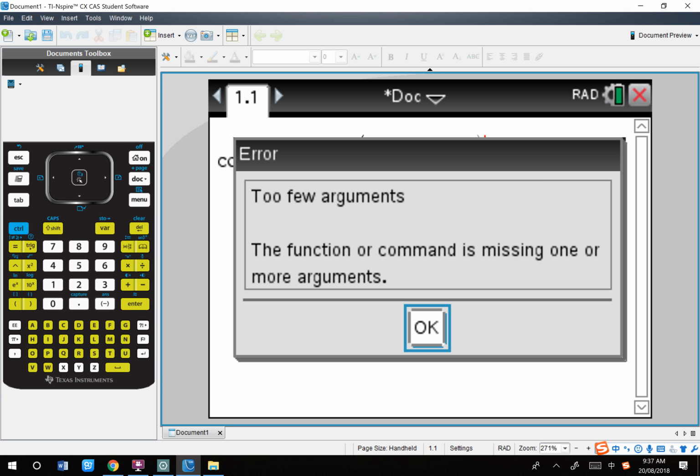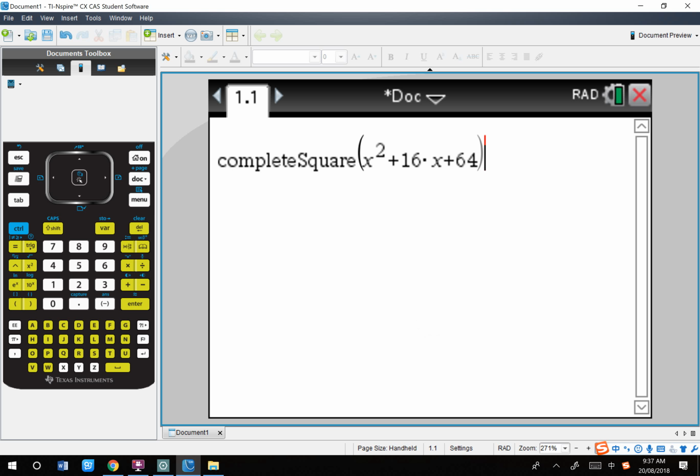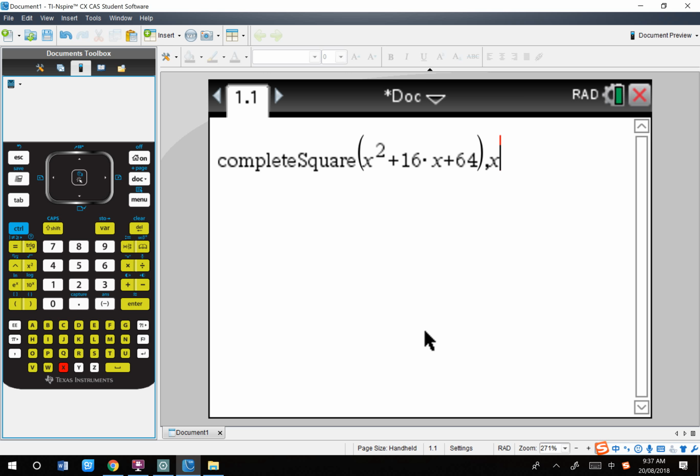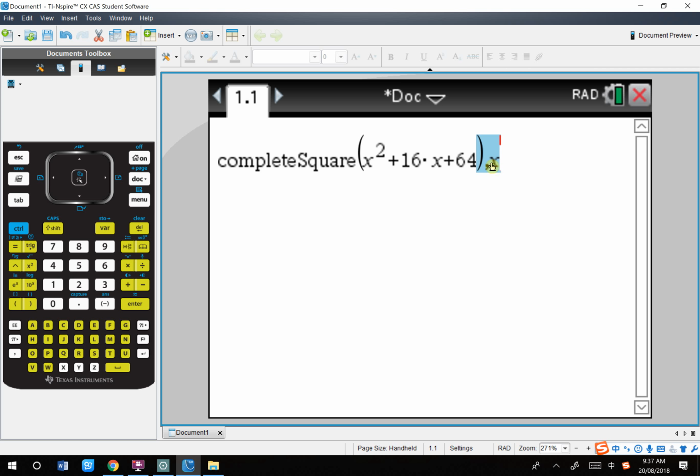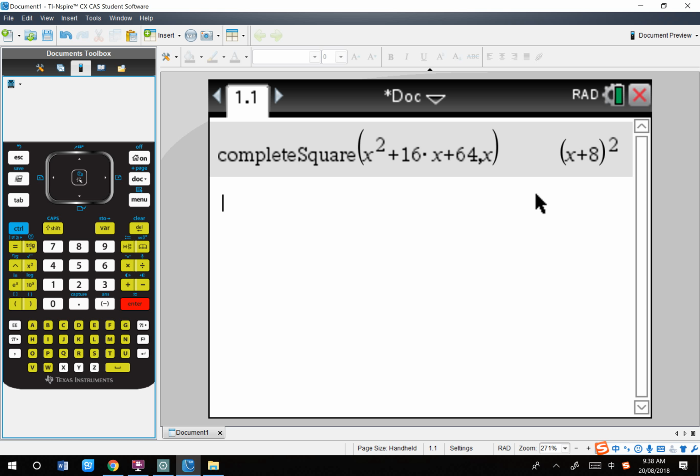See the two field argument here. What you're missing is telling the calculator what the variable is. So when you solve, solve for x, comma x. The comma x should be in the bracket. Comma x means the variable in this case is x. If you press enter, that will complete the square for you: x plus 8 squared. And you can see the turning point is minus 8, comma 0 in this case.